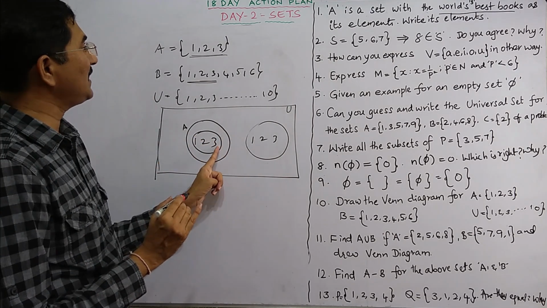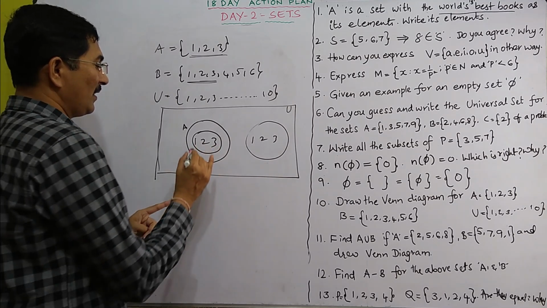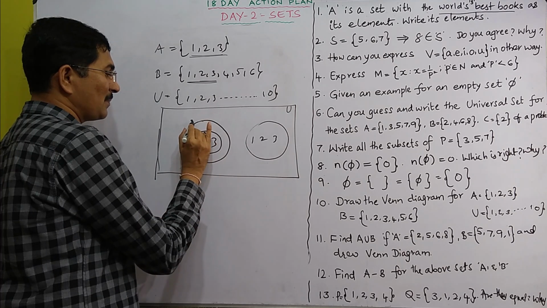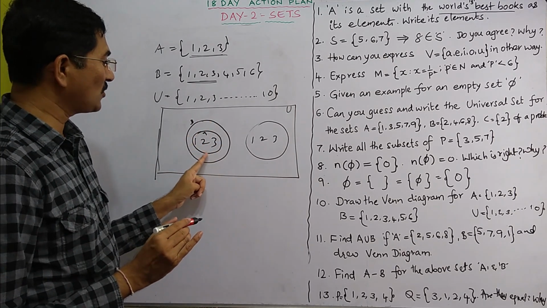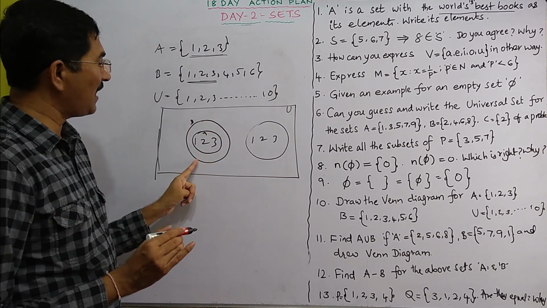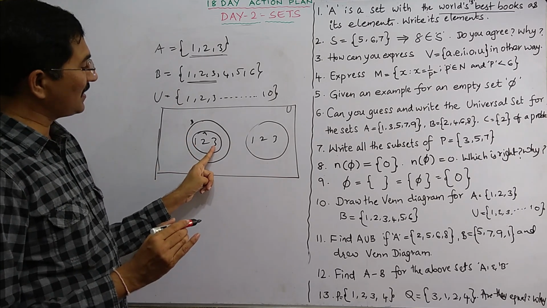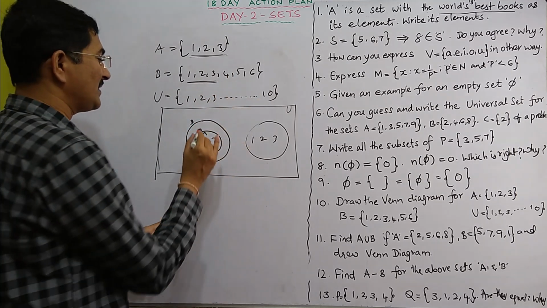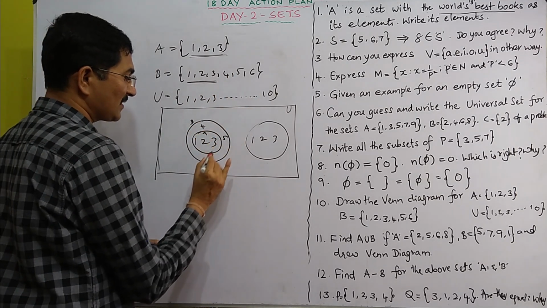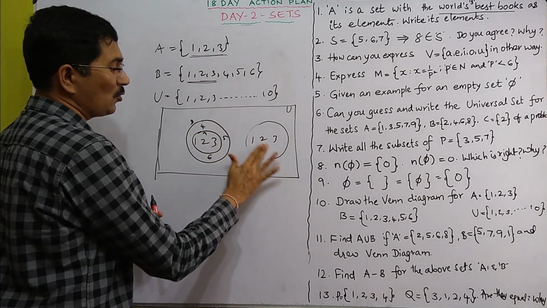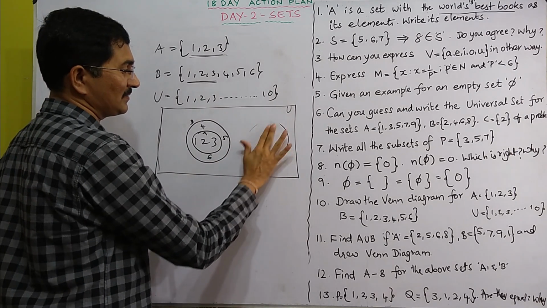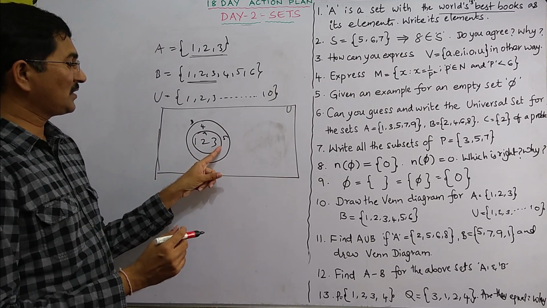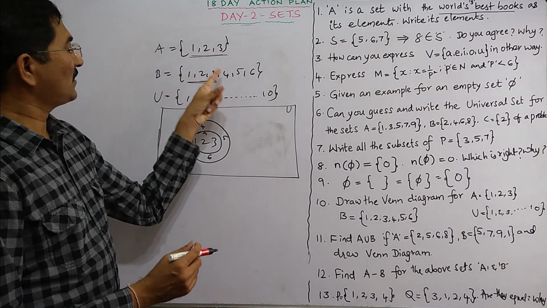So 1, 2, 3. Now if this is written as A and this is taken as B, you see A has 1, 2, 3, but they are all present in B also. So we can consider 1, 2, 3 are present in B also. So besides 1, 2, 3, B has 4, 5, 6. These 4, 5, 6 lie like this. So this goes away. This is not right. Now 1, 2, 3, 4, 5, 6. So these are the elements represented.